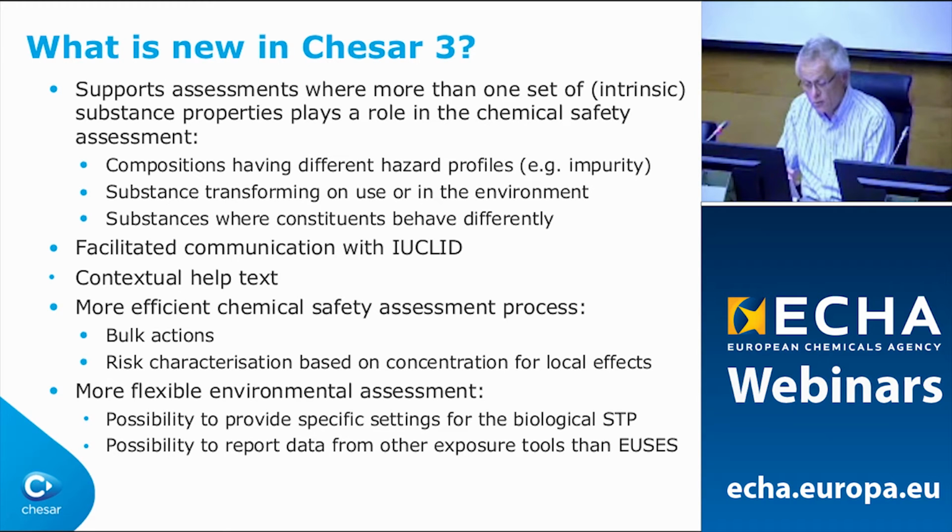The communication with IUCLID is improved in Chesar 3. There is now also contextual help text. That means for each screen there's a help text available to explain the main fields and which information is expected. There's more efficiency in the chemical safety assessment process due to bulk actions, and risk characterizations can be done based on concentrations for local effects. So this is again a bulk action where the risk can be demonstrated to be controlled for various users at the same time, just based on the concentration in the end-use product.